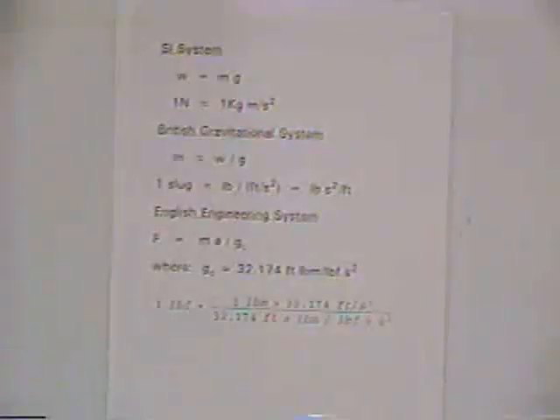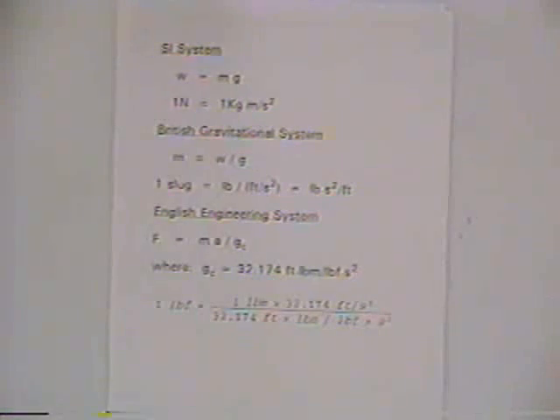So in the SI system, weight is mass times acceleration of gravity, and the weight is in units of newtons, mass is in kilograms, and acceleration of gravity is in meters per second squared. So a newton is, by definition, 1 kilogram times meter divided by second squared.